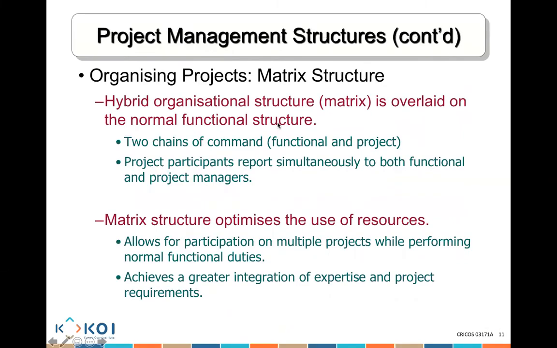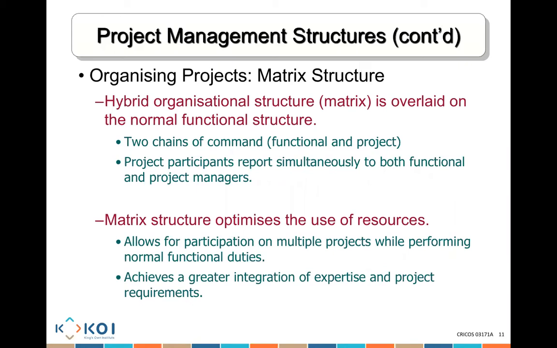Now, the matrix structure is what I told you. This is the third structure where people are really working in the actual functional department. At the same time, they are actually working on the actual project. So it's really a mix of the dedicated project structure and the functional structure. It's mixing them together. So hybrid organization is overlaid on a normal functional structure.